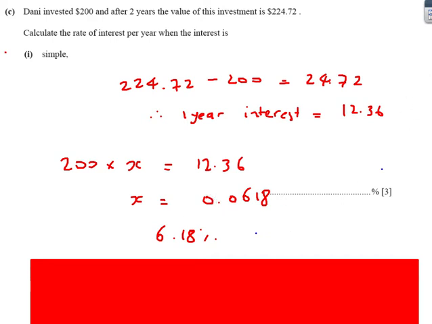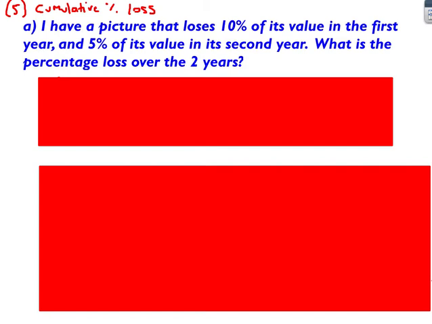Okay, and then the last question to look at is this one. It's kind of like cumulative percentage loss. So I start with a picture and it loses 10% of its value in its first year and 5% of its value in the second year. What was the percentage loss over the 2 years? First off, I can't just do 10 plus 5 is 15.